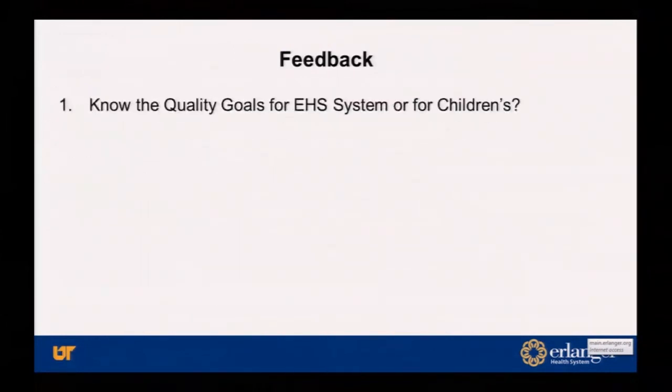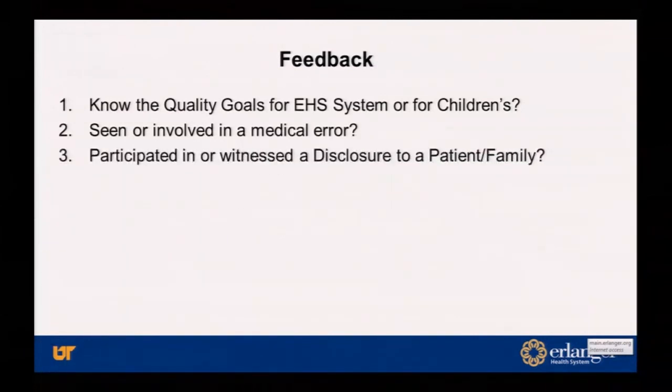So before we get started, could you raise your hands if you know what the quality goals are for the Erlanger Health System? Okay. How many of you have either seen or been involved in a medical error? Don't be shy. How many of you have participated in a disclosure to a patient or a family? Good. How many of you felt that you had adequate attending supervision when you disclosed that to the patient or family? That's good.